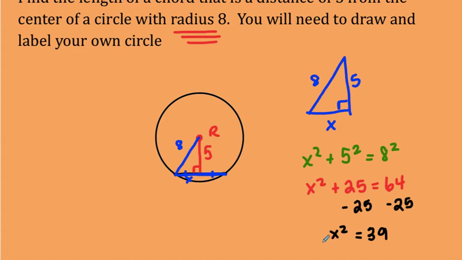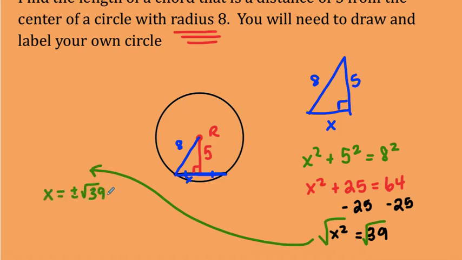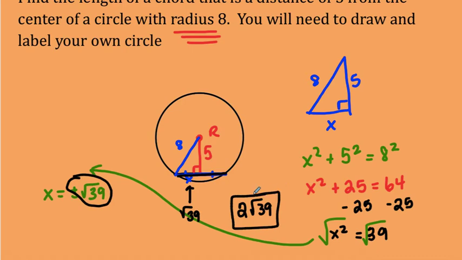I'm going to take the square root of both sides. Remembering when I do that, you actually get plus or minus root 39. But because we're talking about length, we only have to look at the positive answer. So I know that this length right here is root 39. But I want the whole chord, and I have to double that, which would make it 2 root 39. And there's the answer to the question.